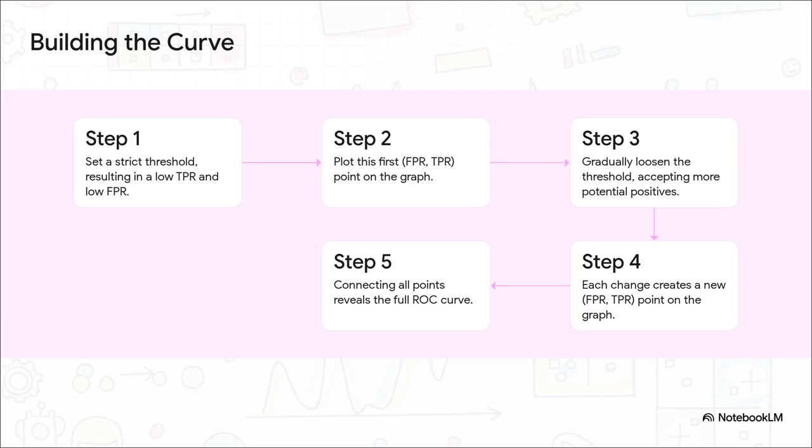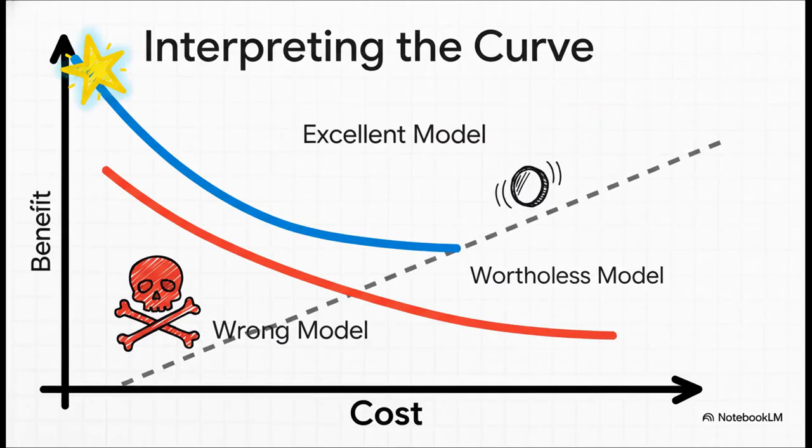Every time we adjust the bar, we add a new point to the graph. Connect all those dots and boom, you've got your ROC curve. And the shape of that curve tells you pretty much everything you need to know. A fantastic model will have a curve that bows way up towards the top left corner. That's the sweet spot. High benefit, low cost.